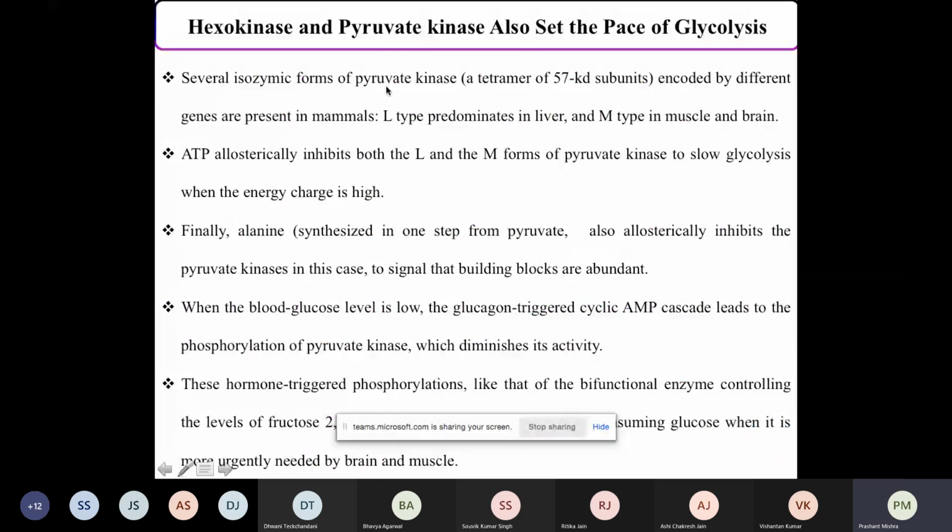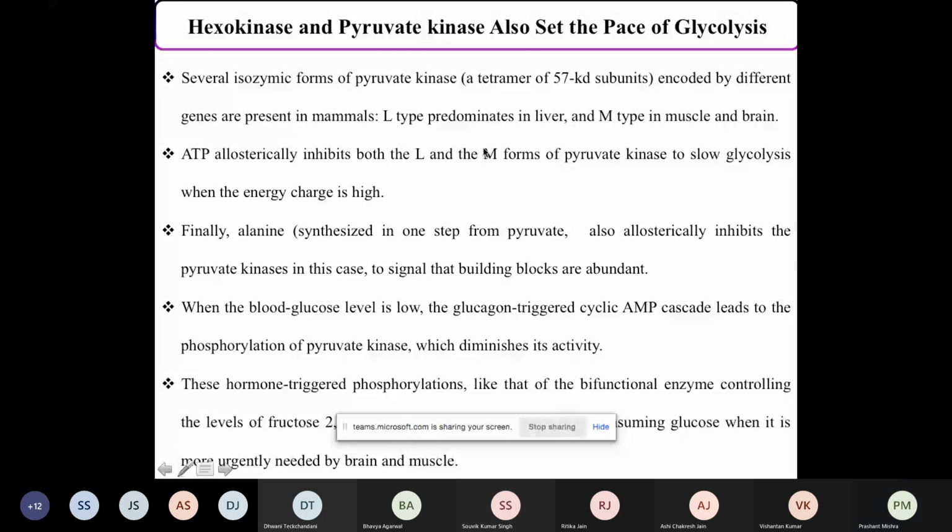Pyruvate kinase is a tetramer, 50 kD subunit. Right now it is not very important, but it's important that it is encoded by different genes and is present in mammals in three different forms. One is L type, another is M type, and the third type is a mixed type, which I'm not talking about right now. L type refers to liver. The one which is expressed in liver is different from the one which is expressed in the muscle and brain. Now these two differ in terms of their regulation. Regulation means one will be regulated, another will not be by the same mechanism.